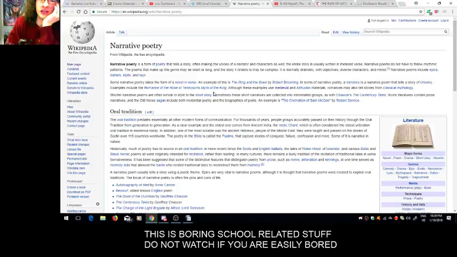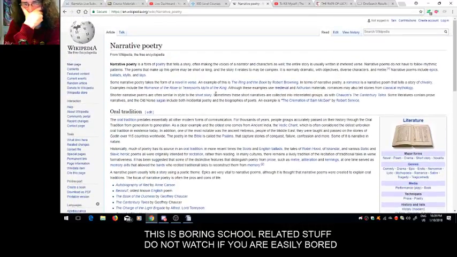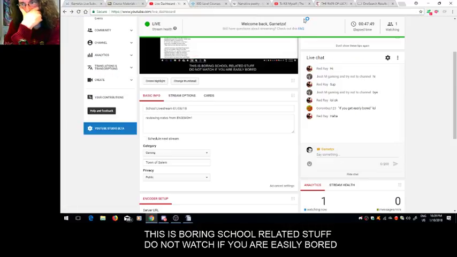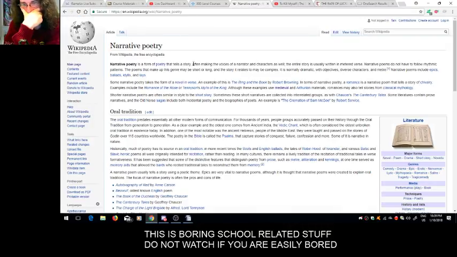Okay, we're definitely reading a narrative poem. A form of poetry that tells a story, often with the voice of the narrator and characters as well. The entire story is written in metered verse. Normally dramatic, with objectives, diverse characters, and meter. So it's still poetry. You're still dealing with a poem. It's just a different type of poem that is more prose or drama related, like a novel in verse.